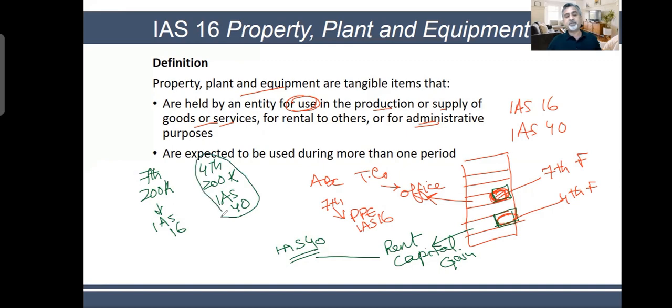That I will explain when I teach you IAS 40. Right now, I'm doing IAS 16. So we will talk about IAS 16 only. But the purpose is to show you that there is only very little difference.